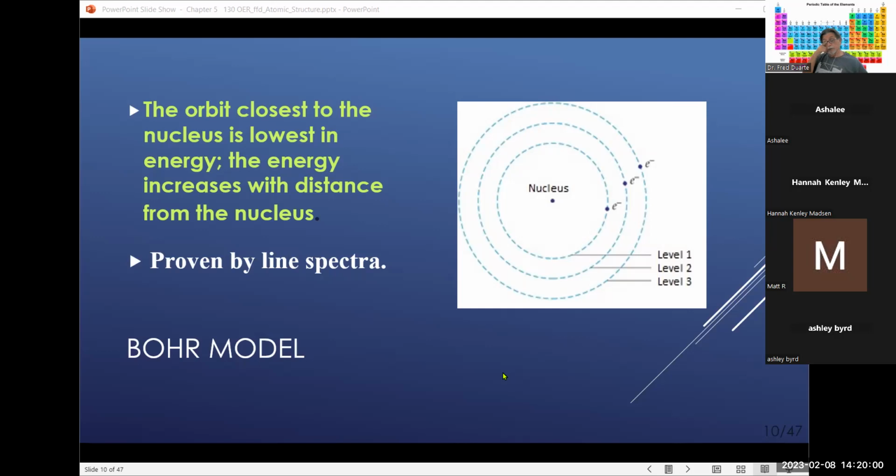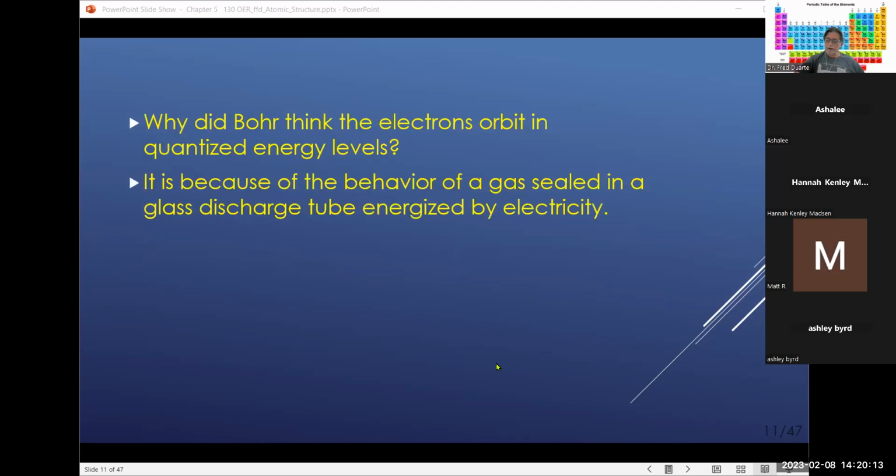Now the question was, well, how do we come up with this? How do we know that this is what our model is? Well, what came about is what is called the light spectrum. And let's explain how this happened.